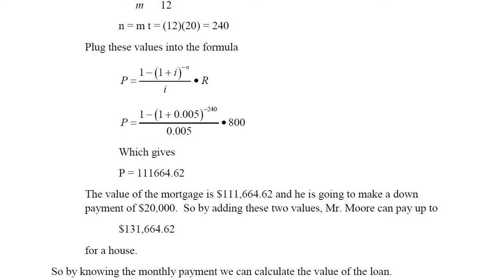If we then add the $20,000 for the down payment, that then gives us $131,664.62. So that is the amount of money that I can afford to pay for a house, given that $800 payment and that interest rate and so forth. So if we know the monthly payment and the interest rates, then we can calculate the value of our loan.